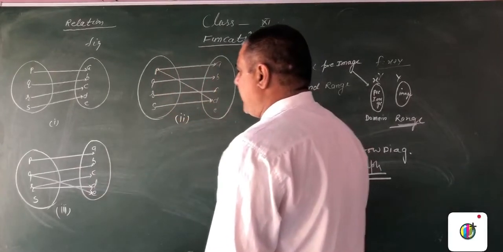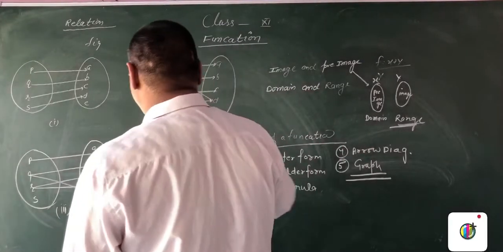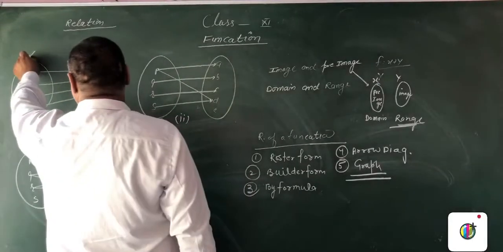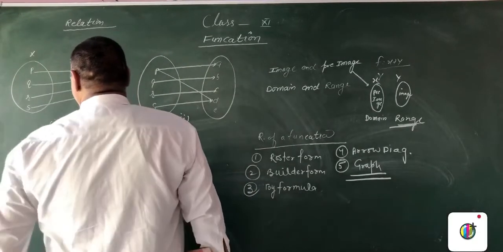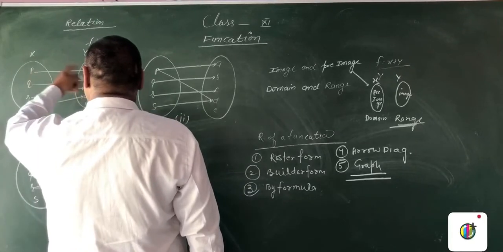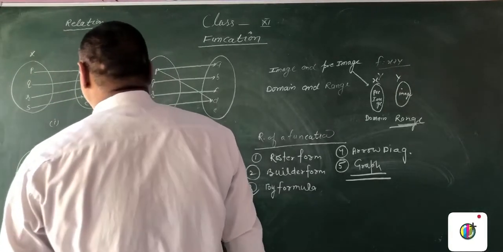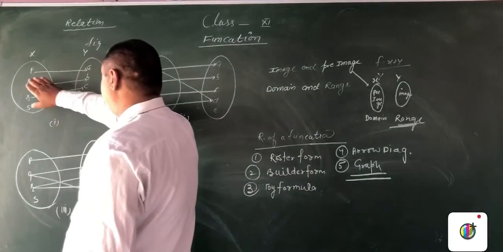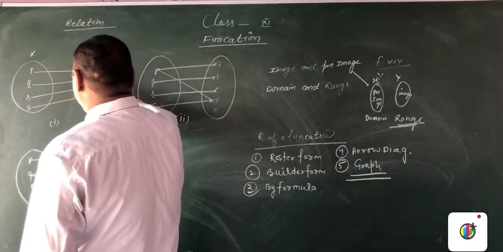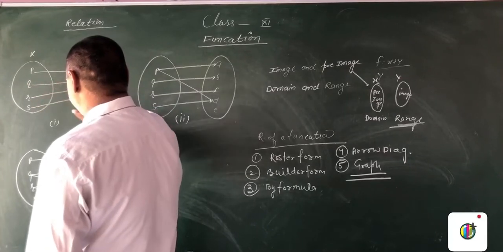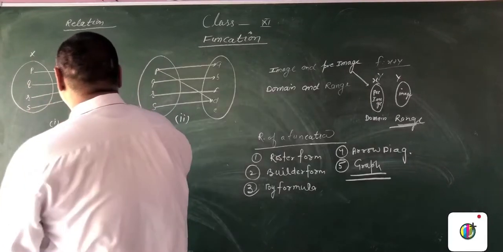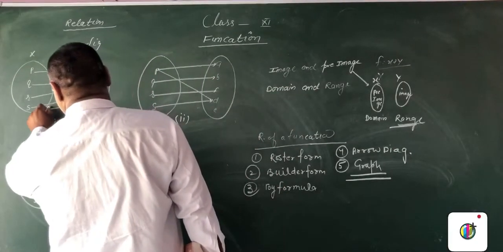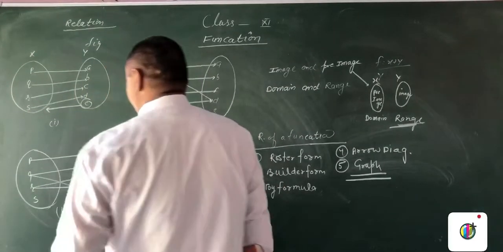In the first diagram, this is x and this is y. Every element of x is associated with an element of y. Like this, P is associated with A, Q with B, R with C, S with D. And this is the element that is not associated with any x element.